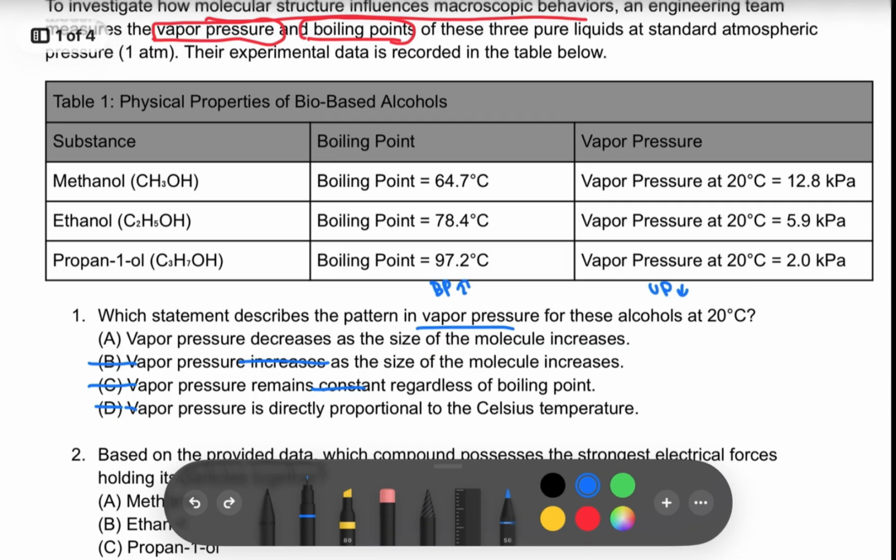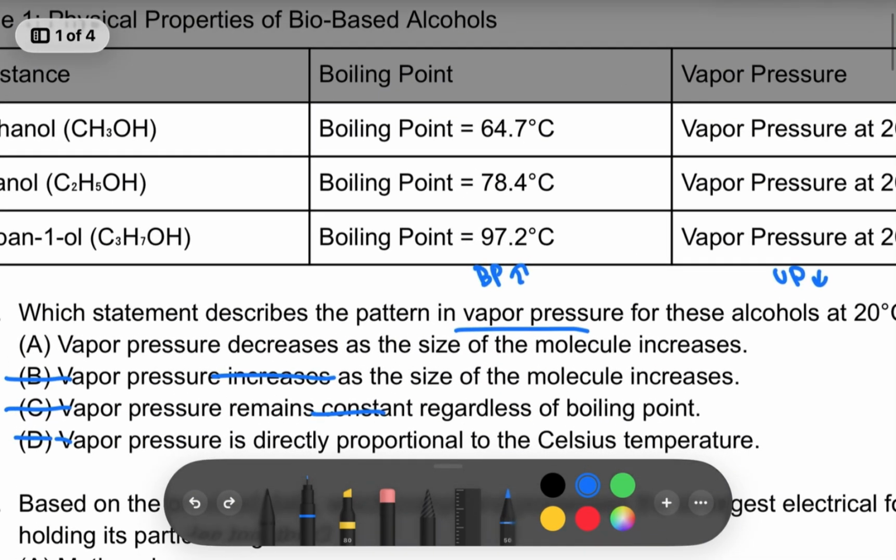But let me just explain why A is correct. It says the vapor pressure is decreasing as the size of the molecule increases. But how do we measure the size of the molecule? We can do that by counting the number of atoms in the compound.